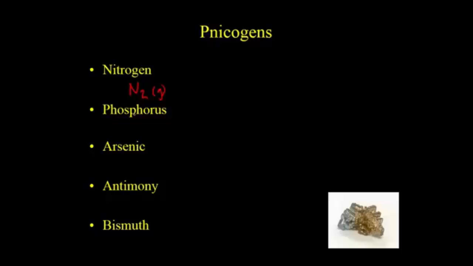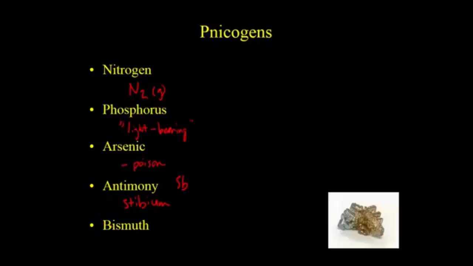Phosphorus means light bearing and was originally isolated in 1669 from human urine. Arsenic has been known for thousands of years as a poison, well known in the classic movie Arsenic and Old Lace. Antimony was used by the alchemists. The Latin is stibium, and so that's where we get the symbol for antimony.